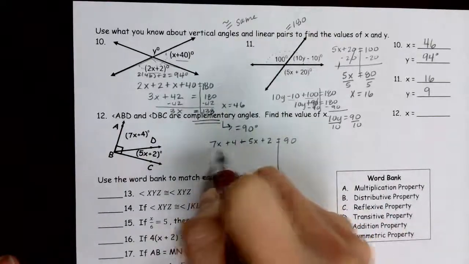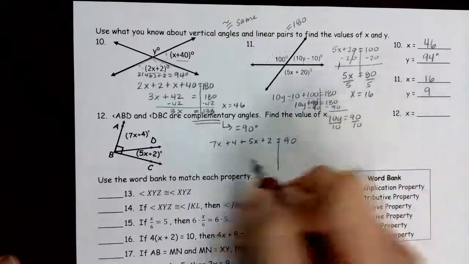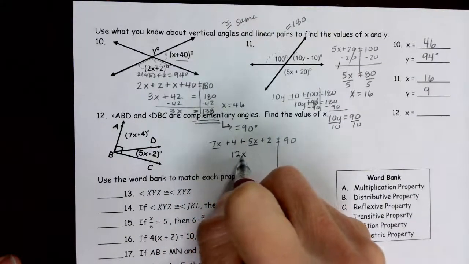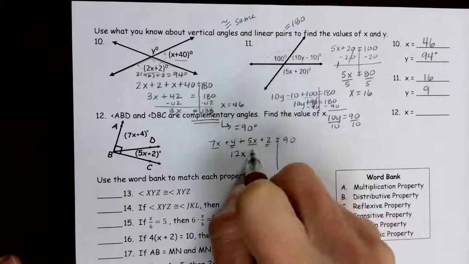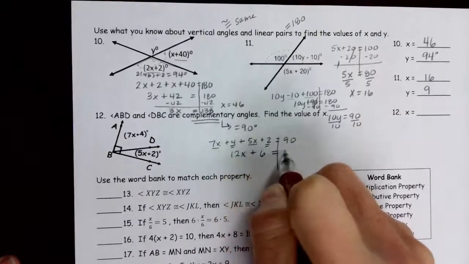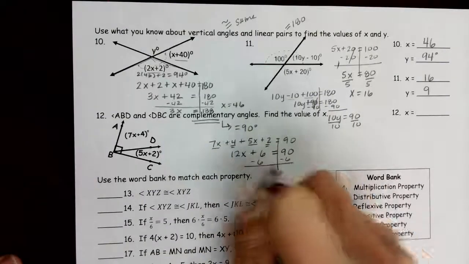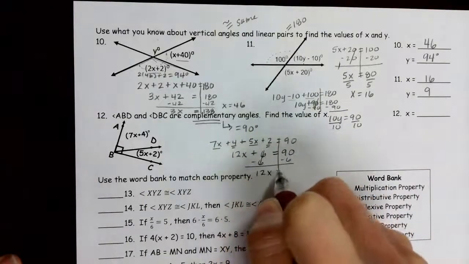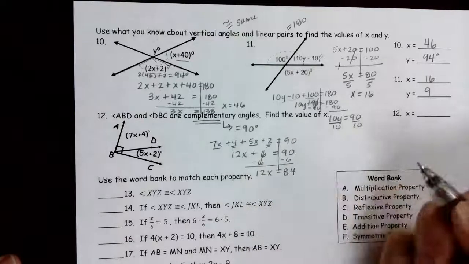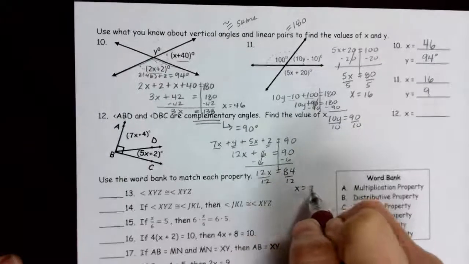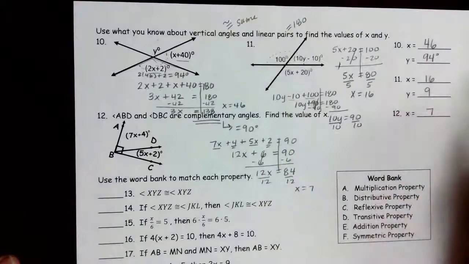Terms that are on the same side, we need to combine them. Okay, so I take 7 and I add it to 5 and I end up with a 12x. I'm going to take 4 and add it to 2 and I end up with 6. So 12x plus 6 is equal to 90. From here, if I subtract 6 from both sides, I'm going to be left with 12x equal to 84. My last step is to divide by 12, and I'm going to find that x is equal to 7.